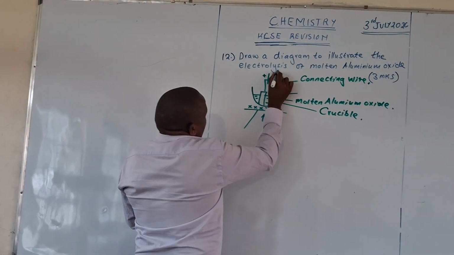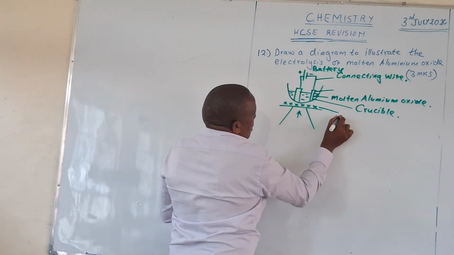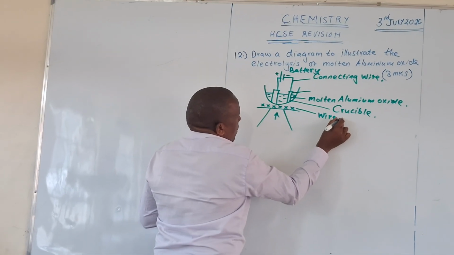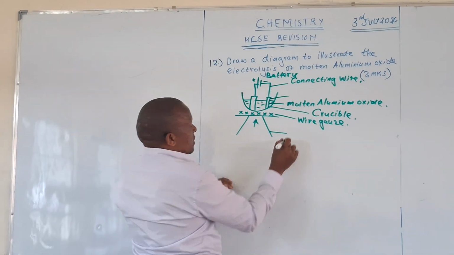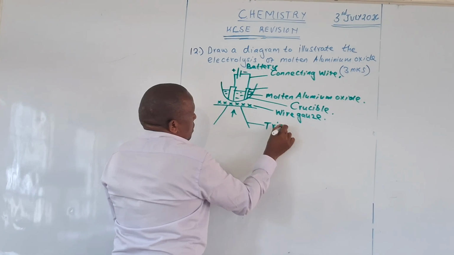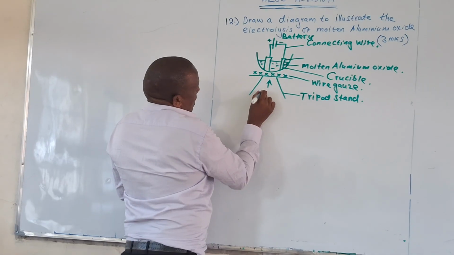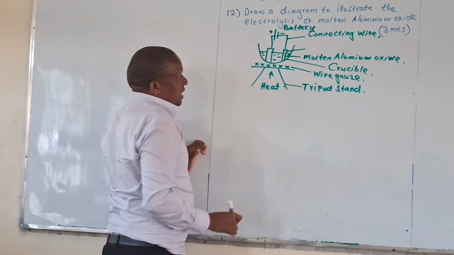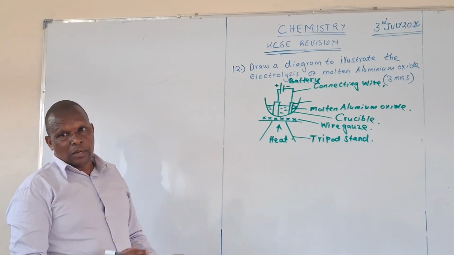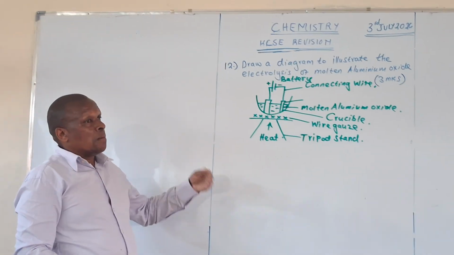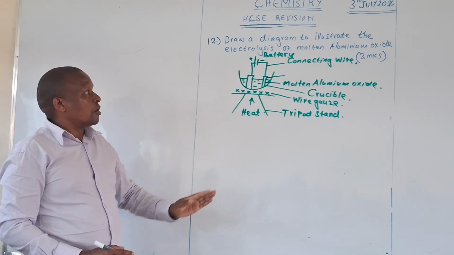On top here we have the battery. Here the tripod stand. Then here is the means of heat. You must have heat. If heat is not there, then the process of electrolysis may not be able to take place. Electrolysis takes place in the presence of heat, so that this aluminum oxide can become molten.